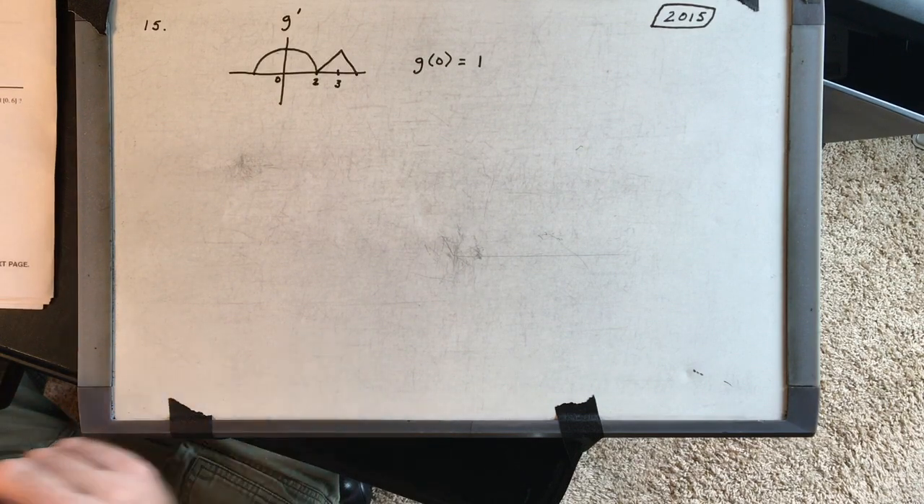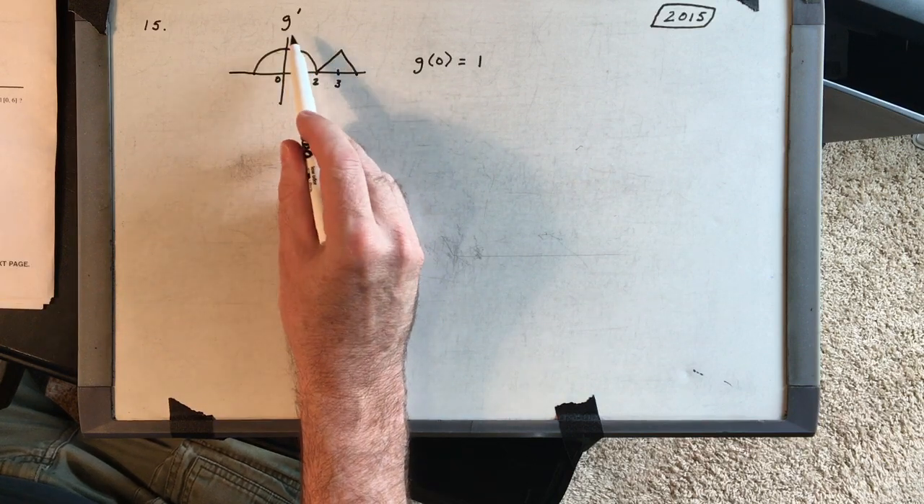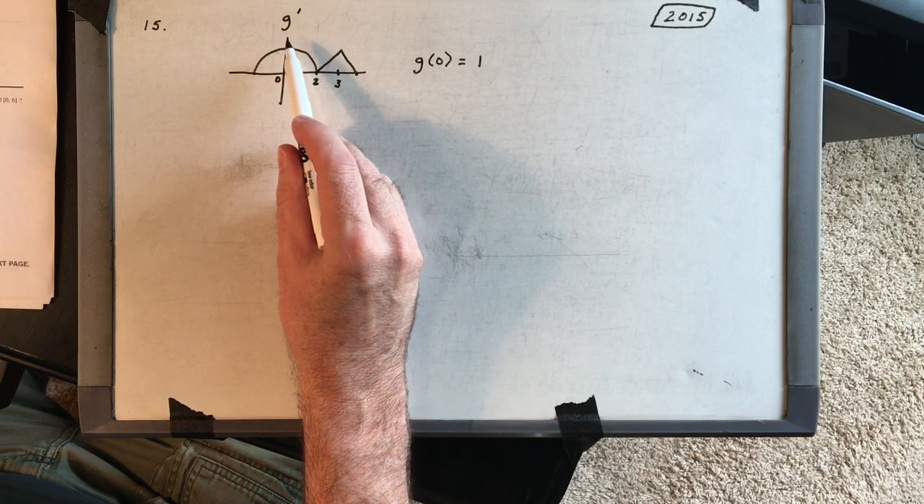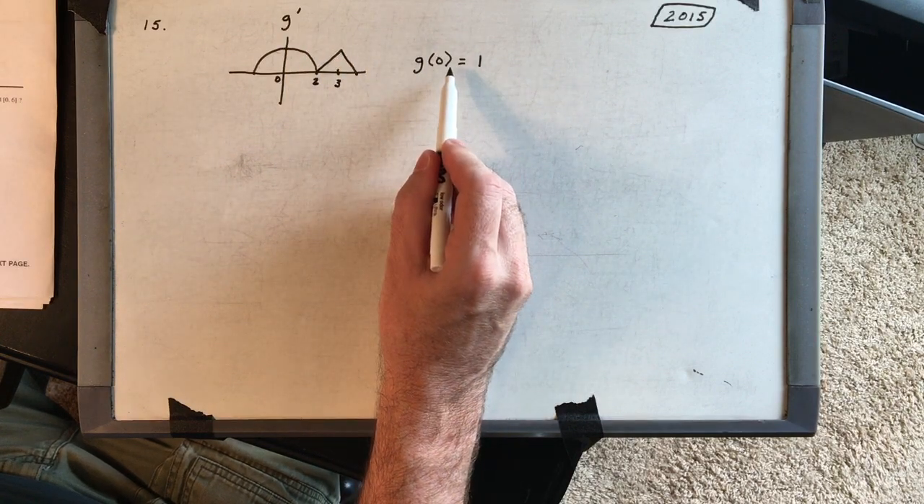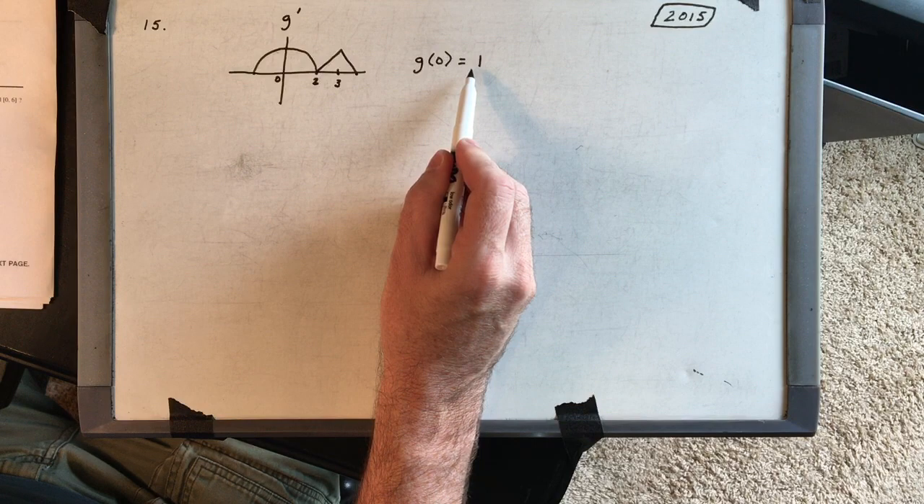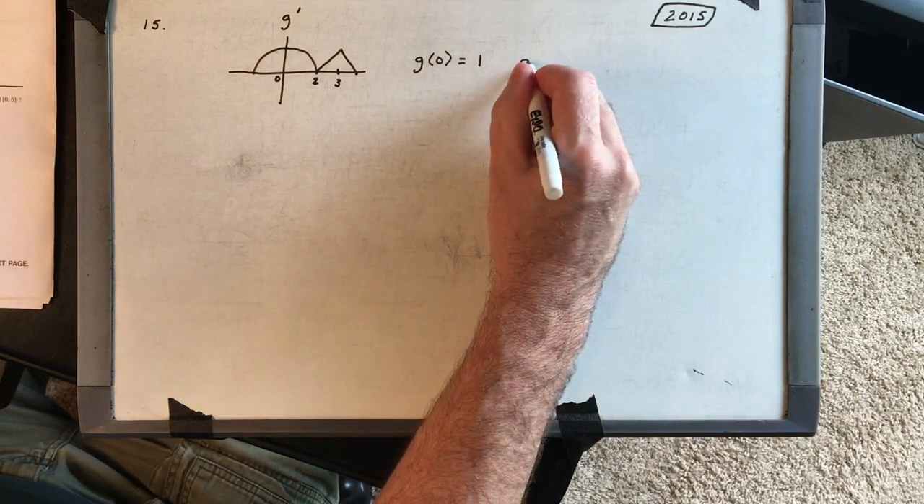All right, in number 15, we've got a graph of g prime, a graph of the derivative. And we're given the information that the original function, g of 0, is equal to 1. We want to know what is g of 3.